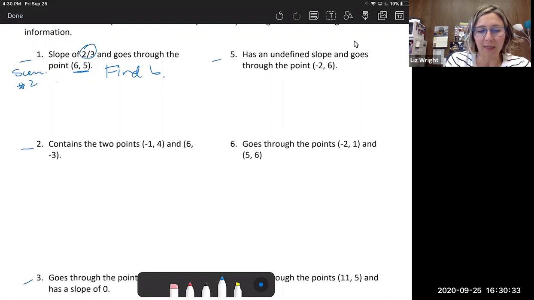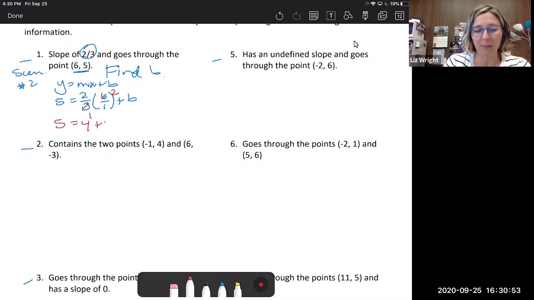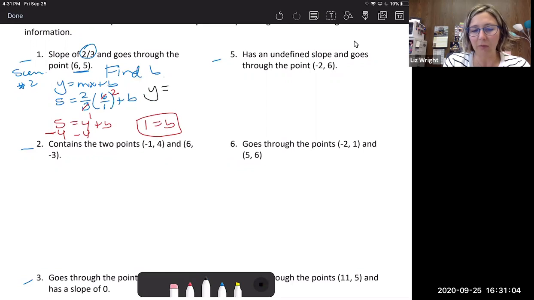So again, we're plugging into y equals mx plus b. We're going to plug in 5 for y. Our m is 2/3. Our x is going to be 6/1, plus b. So then we're going to be reducing here. This is going to be a 1. This is going to be a 2. And we've got 5 equals 4 plus b. Subtract the 4, and we're going to get 1 equals b. So here's our b. Now we're ready to write out our equation, and it's going to be y equals 2/3 x plus 1.